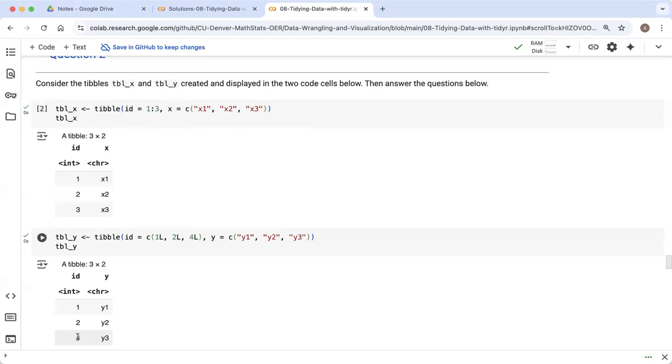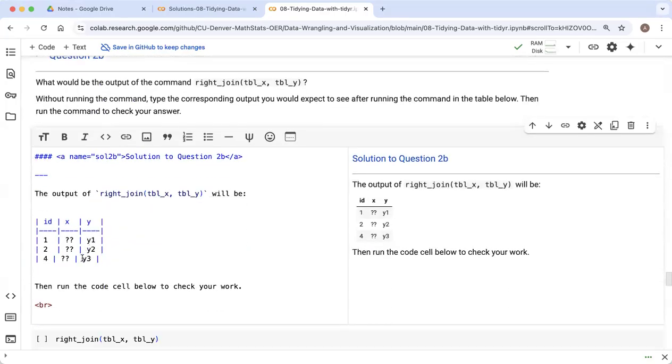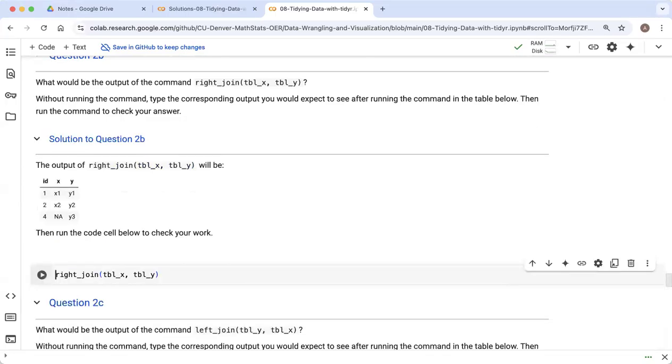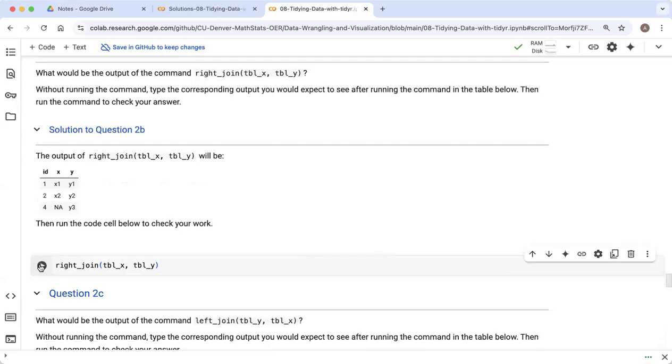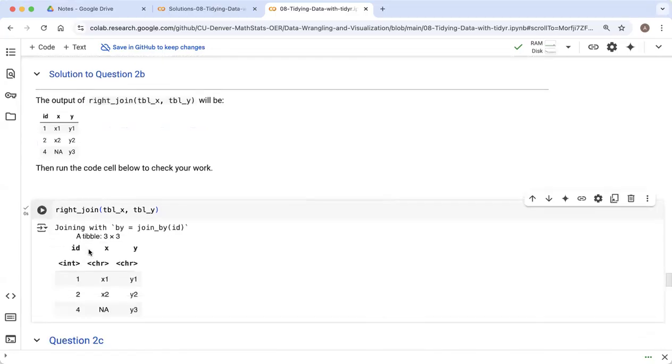Is there a row that has an ID of 4? Because this was present in the tibble Y, it's going to say, no, there is not. So I'm going to use an NA value there. So over here, it pulled off the value for X1. Over here, it pulled off the value for X2. Over here, it had no value for that row. So this is what I would expect to get for the output of right join, and that is indeed what I'm getting for the output of right join.